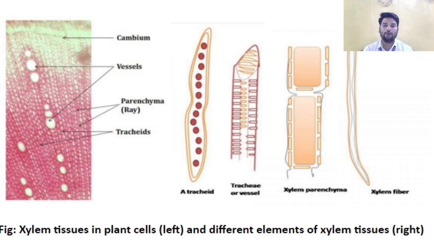Here is the actual diagram of the xylem elements. Xylem tissue in a plant cell, and the different elements of the xylem tissue: tracheids, trachea or vessels, then xylem parenchyma and fibers.